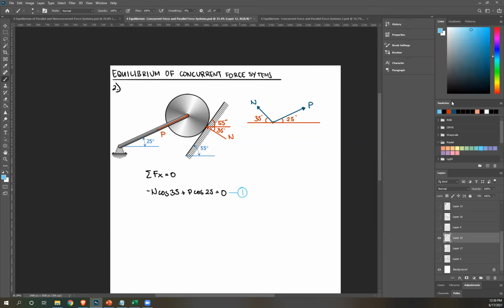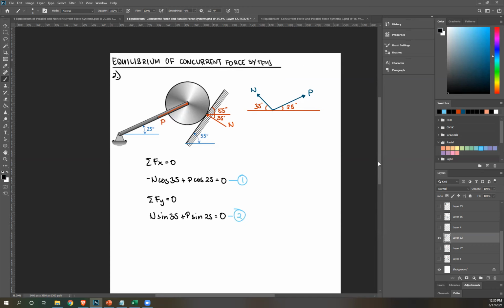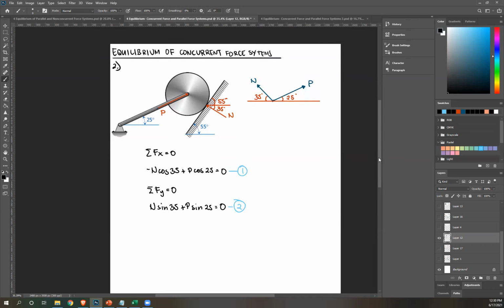Summation of forces y equals 0. N is upward, so positive N sine 35. P is upward, positive P sine 25 equals 0. And once again, that's equation number 2. Two equations, two unknowns, you can solve for N and P. Please solve. What's N? Oh, correct. It's 418.60.